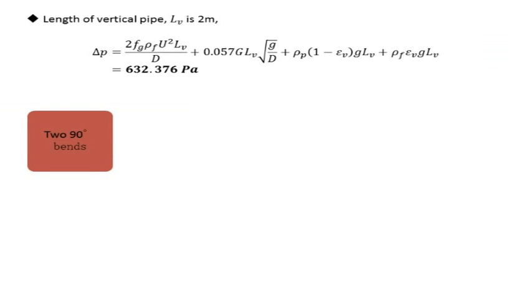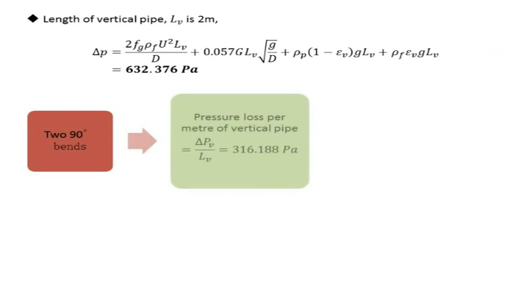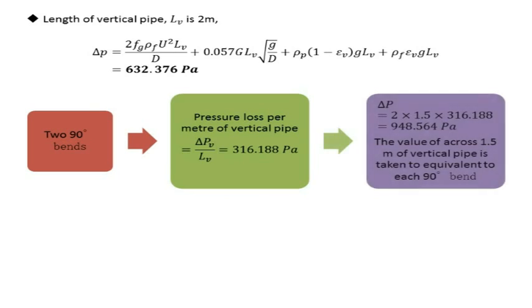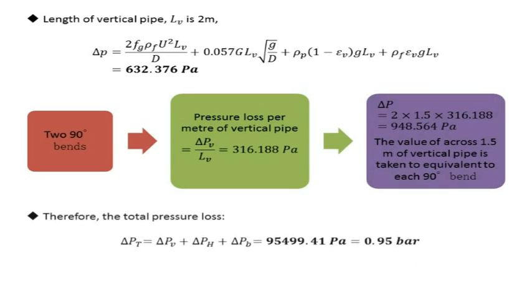Next, we use two 90-degree bends. Pressure loss per meter of vertical pipe is calculated as follows. Then the bend will get 0.95 kPa. Therefore, the total pressure drop in the pipe length is 0.95 bar.